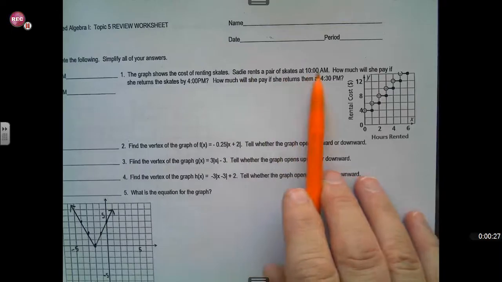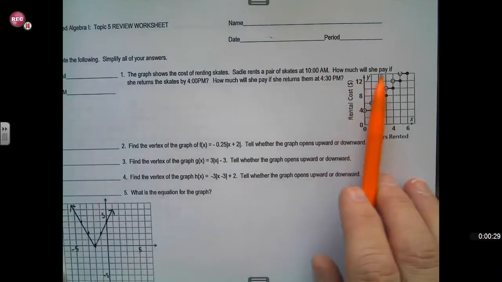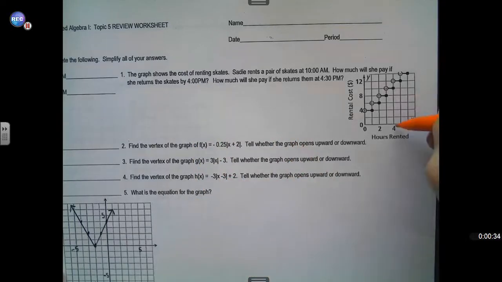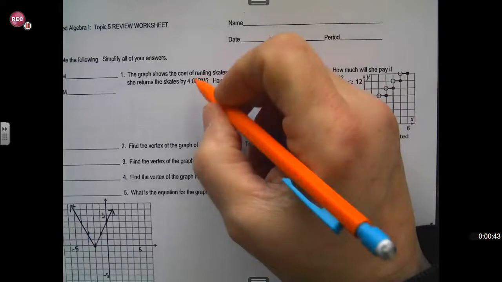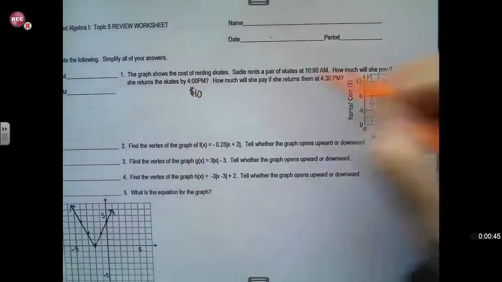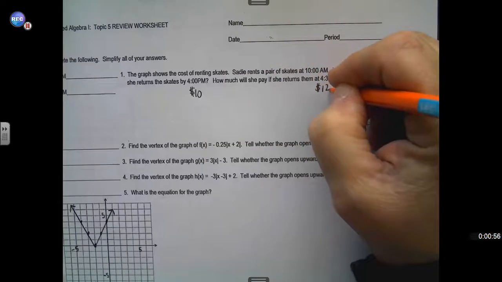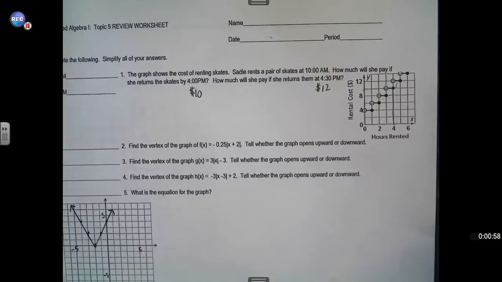Sadie rents a pair of skates at 10 a.m. How much will she pay if she returns the skates by 4 p.m.? So we just come over here to the 4 and we go up until we hit a graph, then we hit the solid part, and so we look over this way, and at 4 p.m. she would pay $10. At 4:15, slightly over 4, she would jump to the next level and pay $12. That's how we read that step function graph.